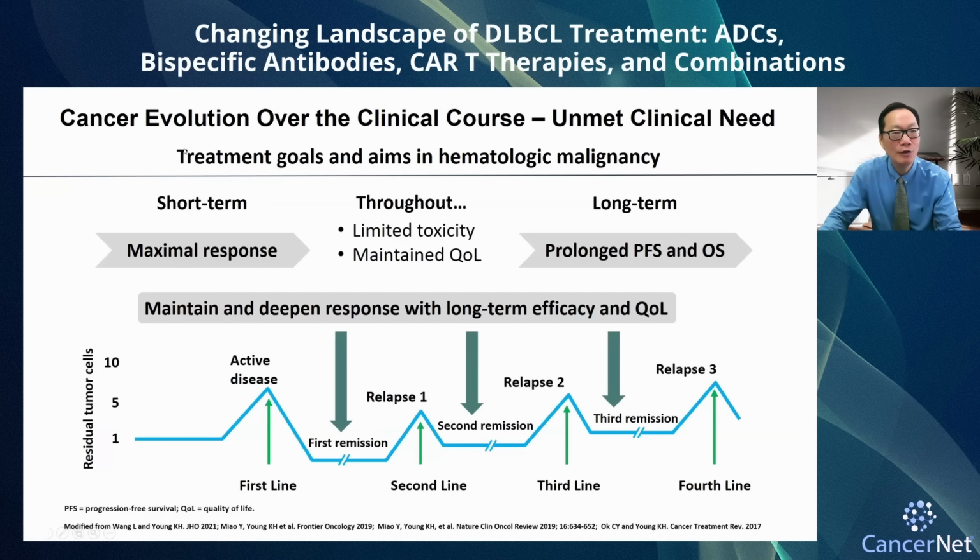So in the initial phase, on the upfront regimens, we emphasize maximal response, fast response, to minimize minimal residual tumor in the body. Whereas long-term, we emphasize improving patient PFS and OS, preventing disease relapse, extending the duration of remissions, and improving patient quality of life. So in the patient's journey, we need to follow this strategy.